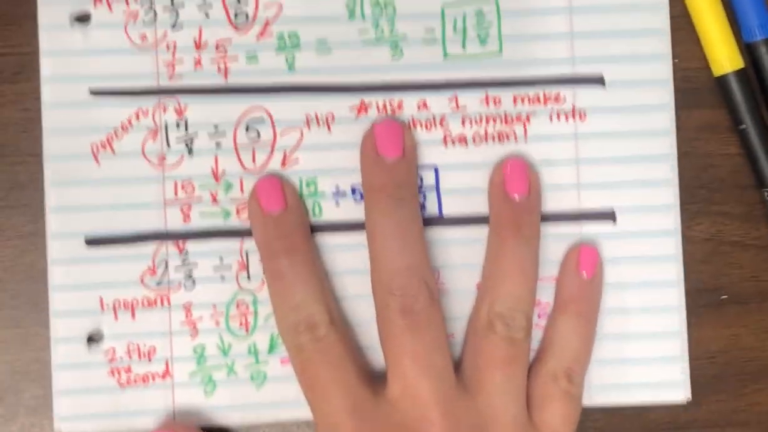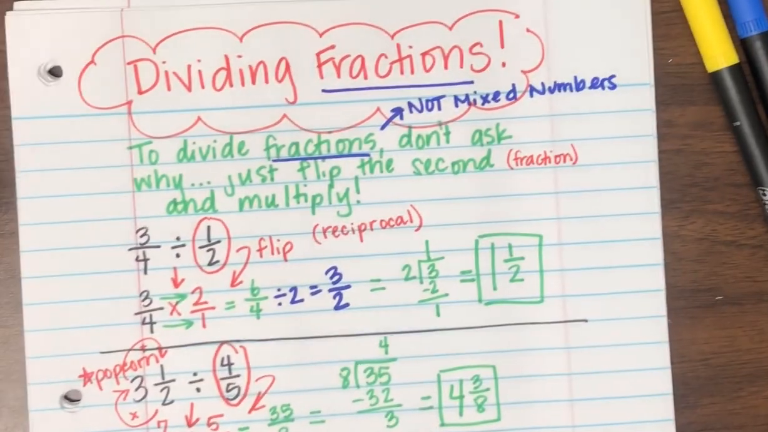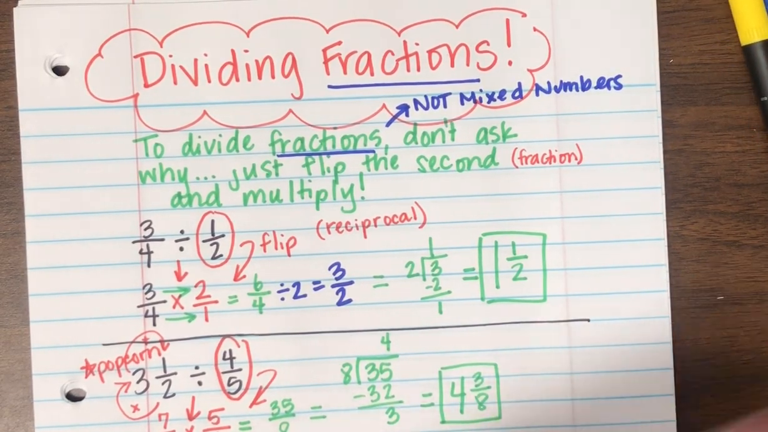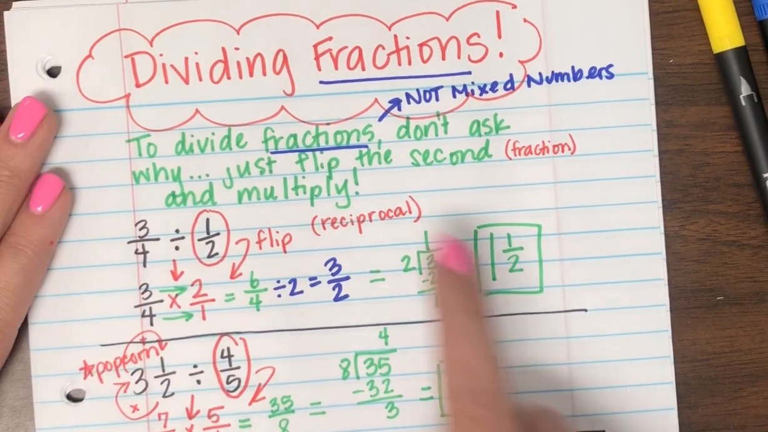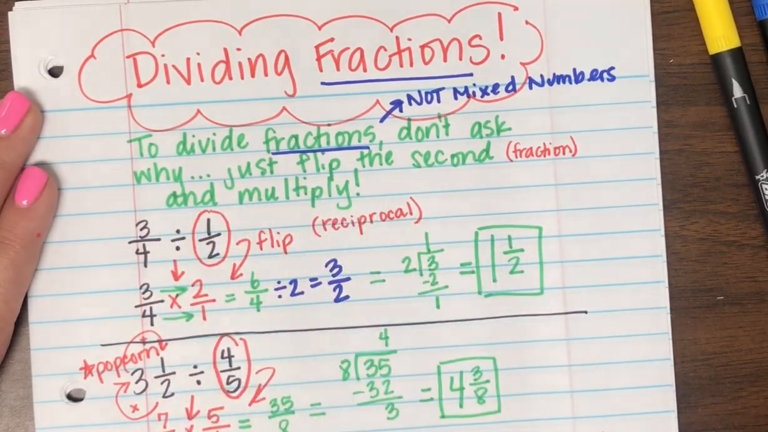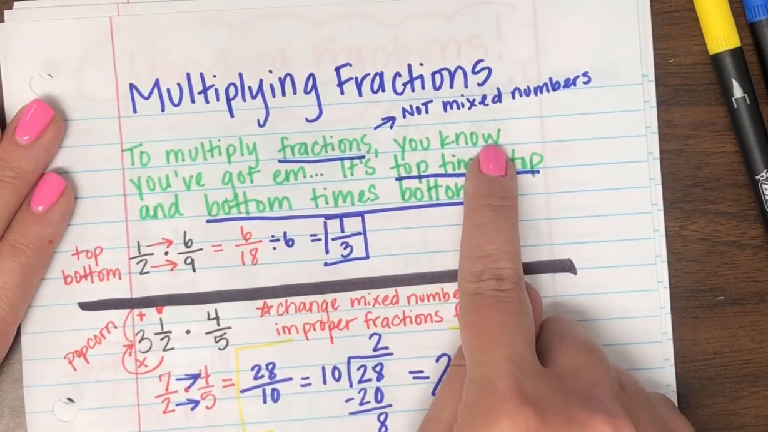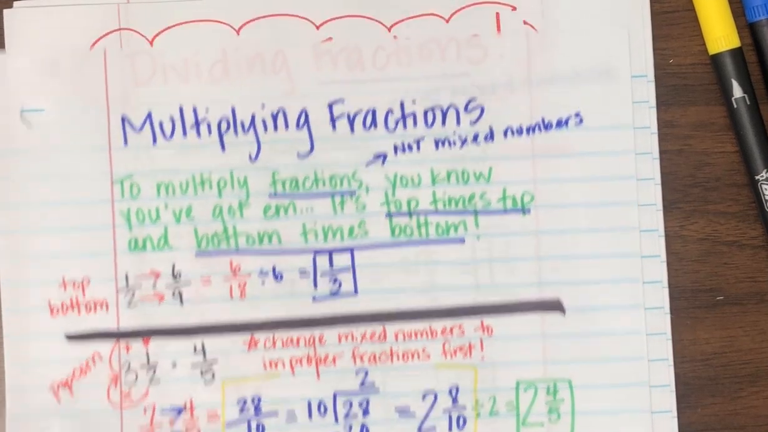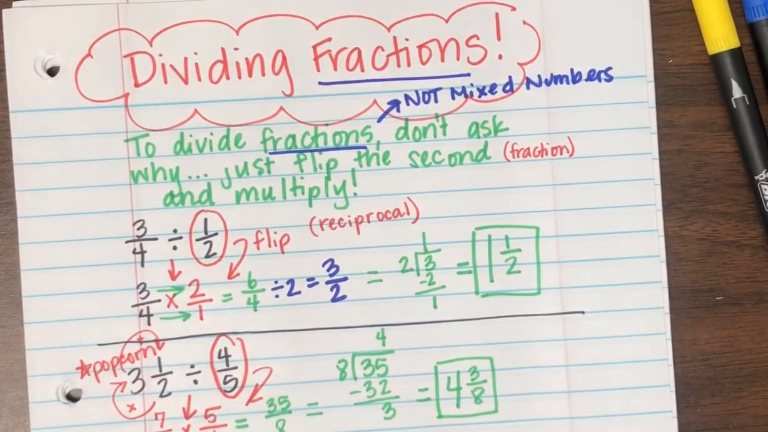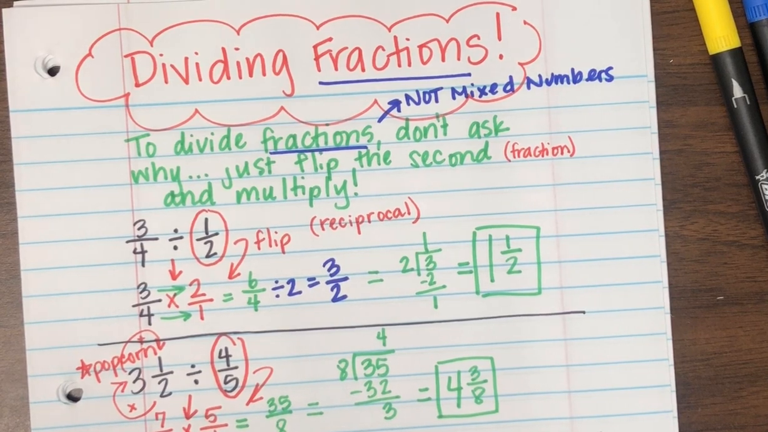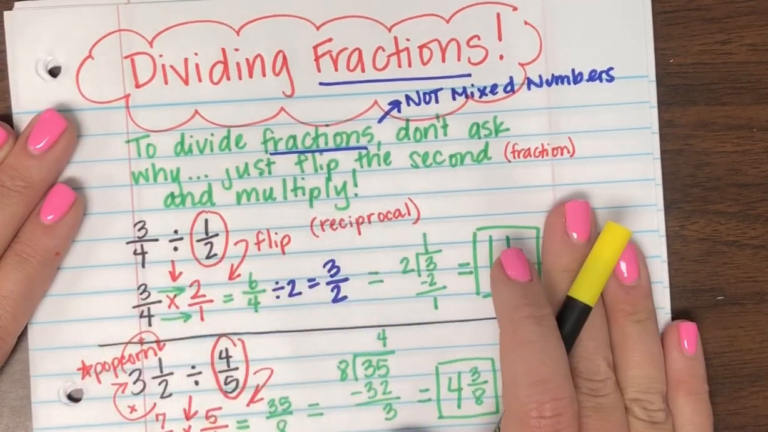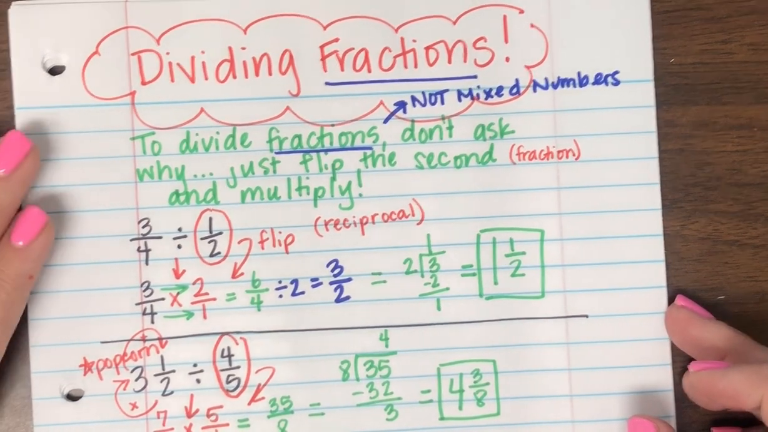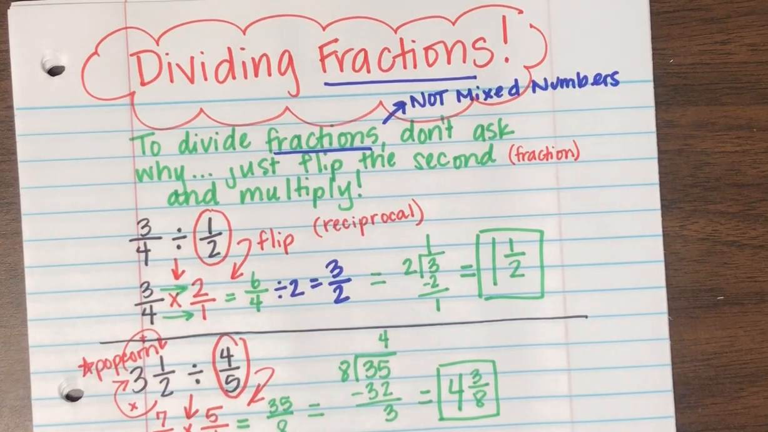All right, let's talk through our division rhyme, okay? And we'll put it all together with multiplication. To divide fractions, don't ask why, just flip the second and multiply. To multiply fractions, you know you've got them. It's top times top and bottom times bottom. I would love for you guys to memorize those two. I promise if you do, it's gonna help you in your mathematical career through, I would say, high school and even college. I was in a college class and had to recite those, and it really helped me on a test as well. So good luck with your dividing fractions activity.